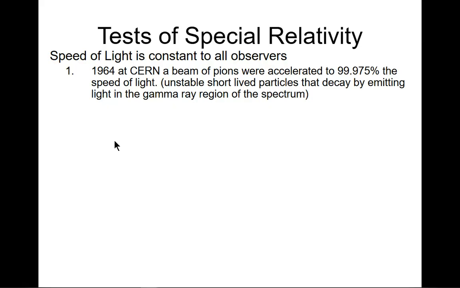CERN had a beam of pions. They were accelerated to 99.975% of the speed of light. They have a short, unstable lifespan. I mentioned that already in the preamble before recording the video. And it turns out that yes, they decayed at a rate that was consistent with special relativity. Fantastic. So all the way back to 1964.